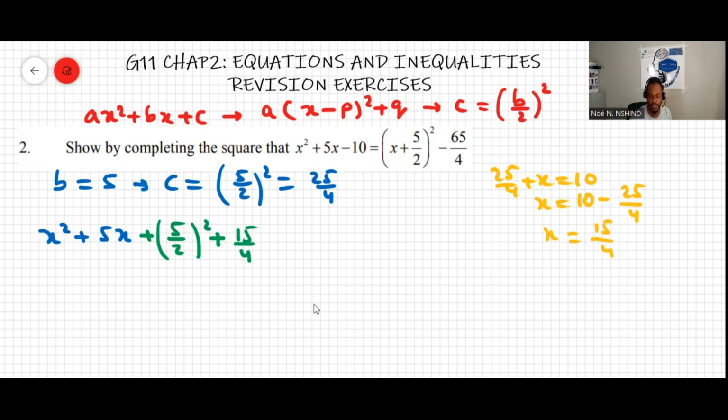Sorry, if it was negative 10, then this must be 65 over 4. So negative 65 over 4. So over here, I will add negative 65 over 4, in other words, minus 65 over 4. Then we're going to take the bases only. So this will be to the power of 2, and then the sum of the middle term. There it's going to be x squared, and then there's going to be 5 over 2 minus 65 over 4. Proven.